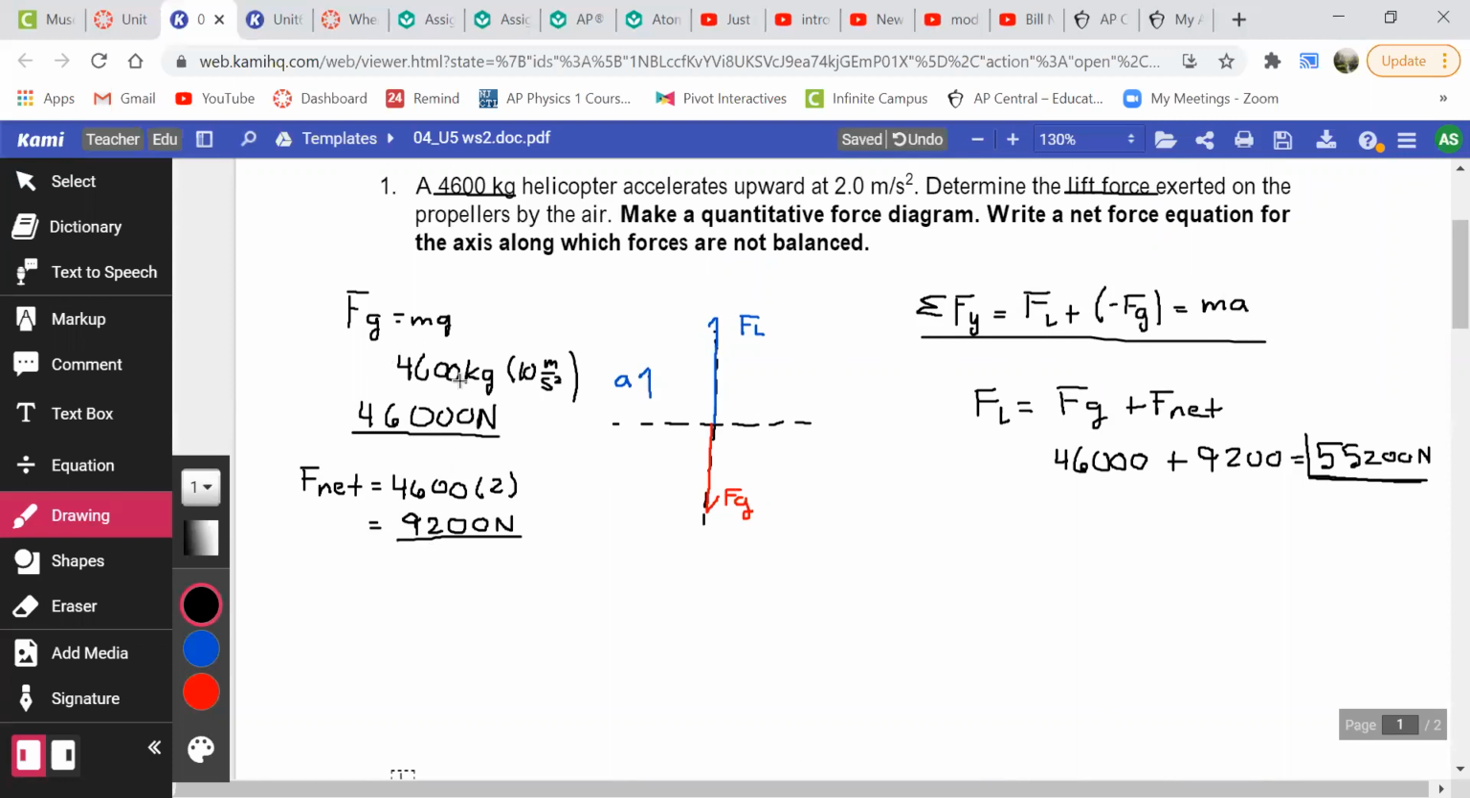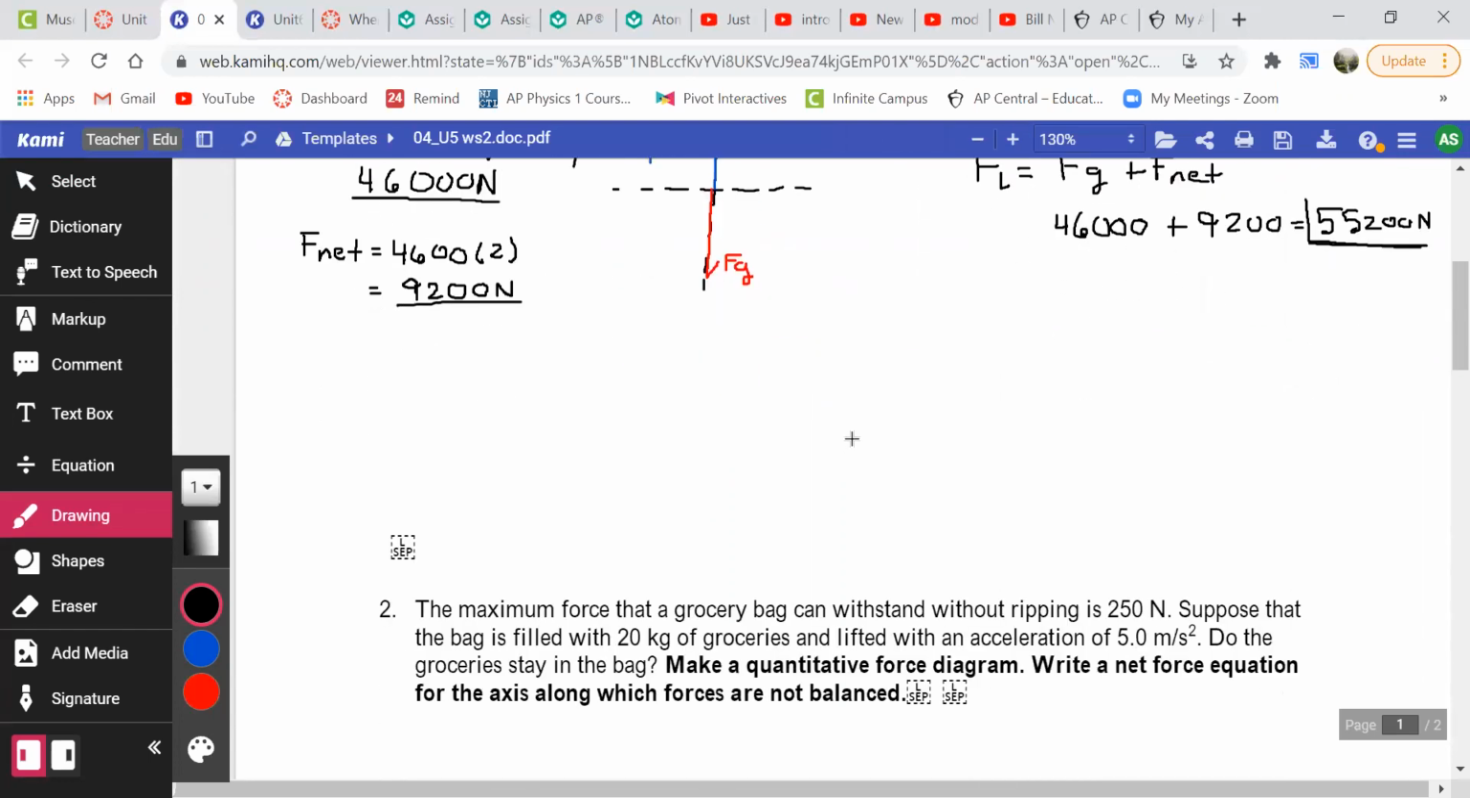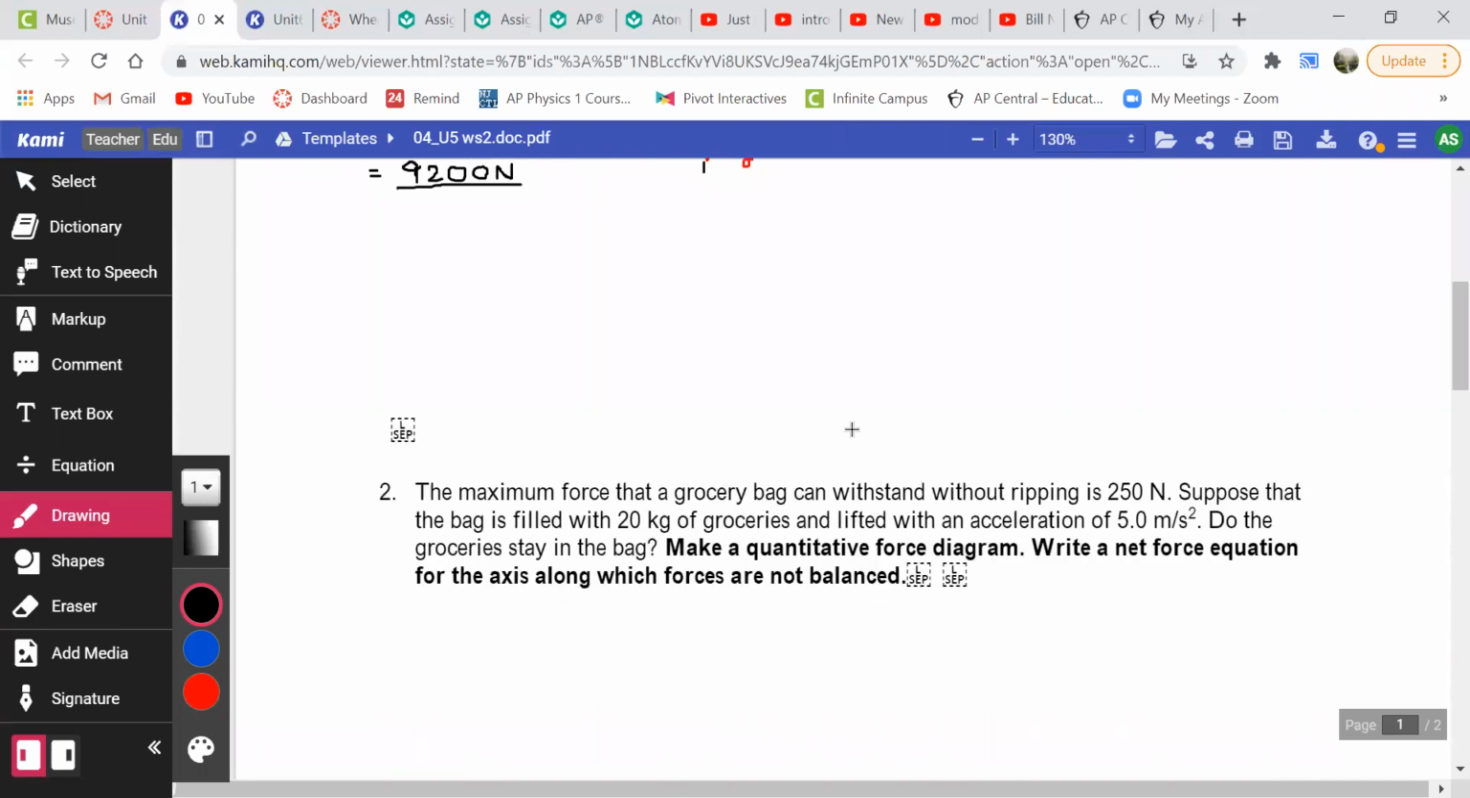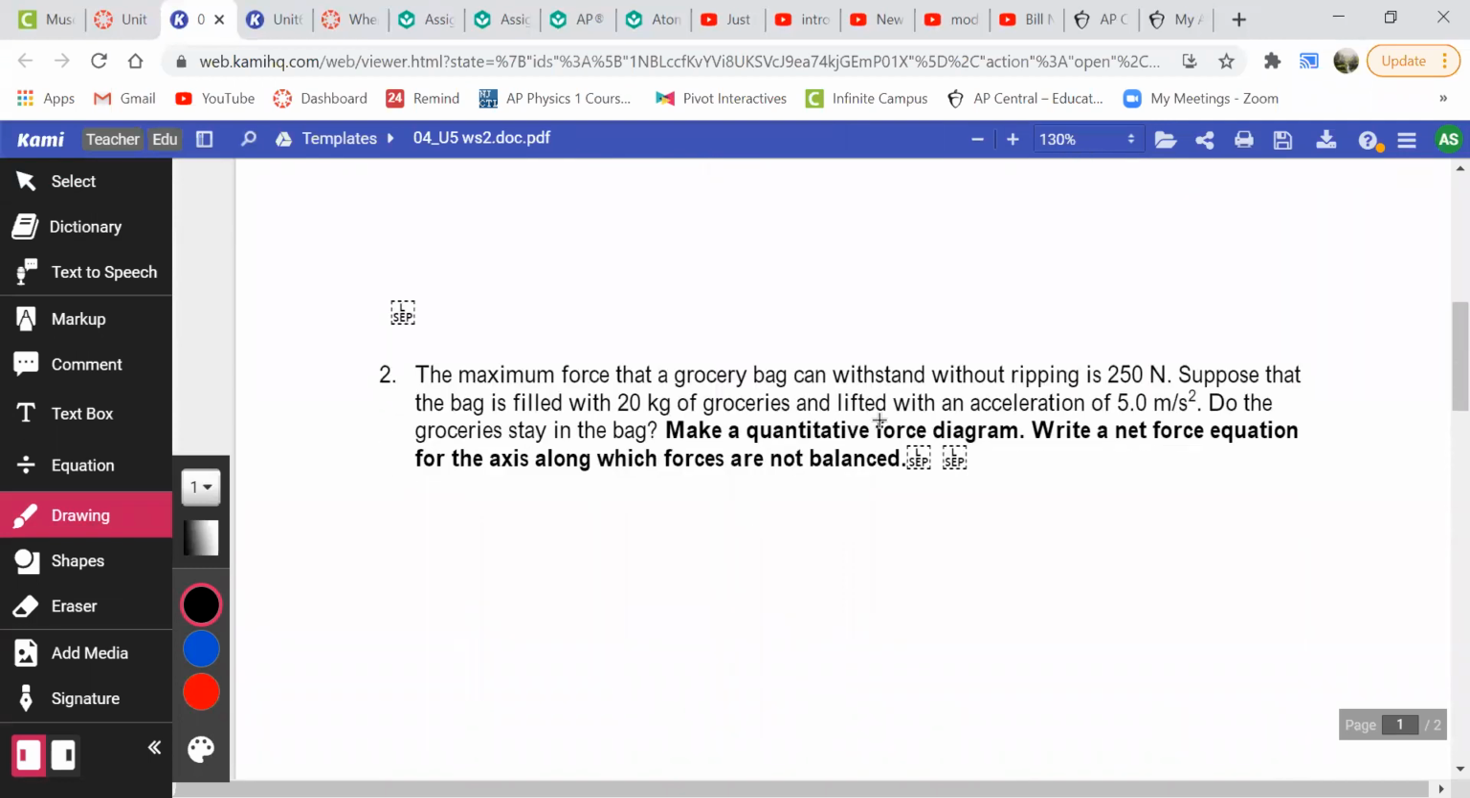So that's what we did over here on the left. Then we added them together based on this equation here, where I just rearranged my net force equation. And that's how I solved for the lift force. So this one was relatively straightforward, or mainly straight upward. And then we're going to look at number 2, which gets a little bit hairier.